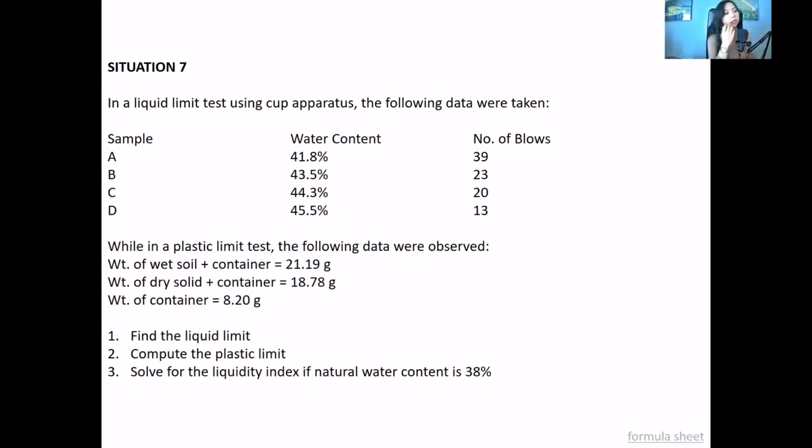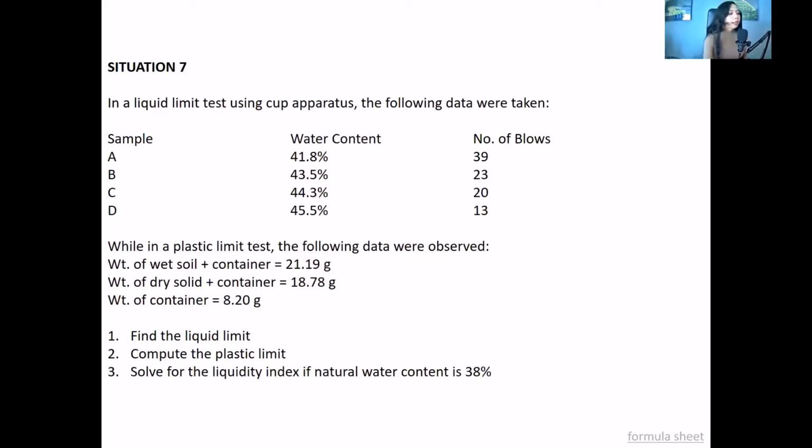Okay. All right. So, water content for samples A, B, C, D, we have 41.8%, 43.5%, 44.3%, and 45.5%. And like what we've mentioned a while ago, the higher your water content, the lesser the number of blows that it will require para ma-close mo yung gap dun sa test. Okay? So for sample A, 39 number of blows yung kailangan mo. Kasi more on the dry side siya. 41.8% lang yung moisture content mo eh. For sample B, we have 23. For C and D, we have 20 and 13 respectively.